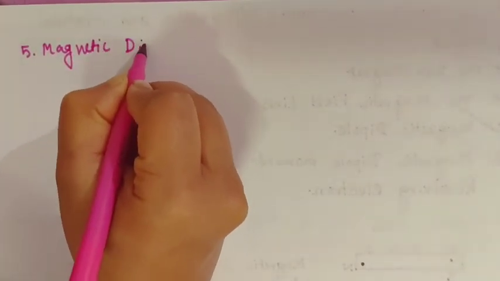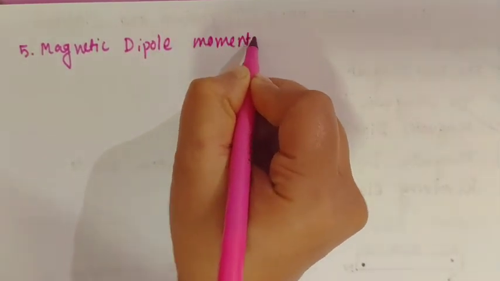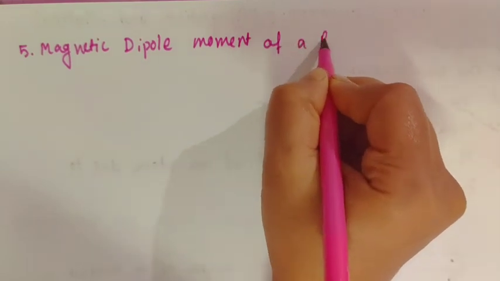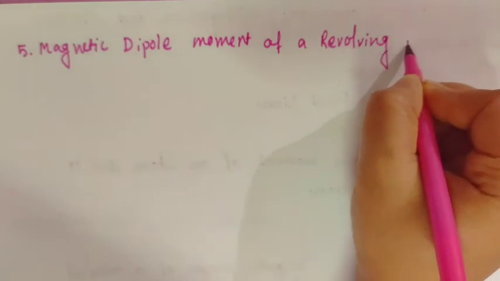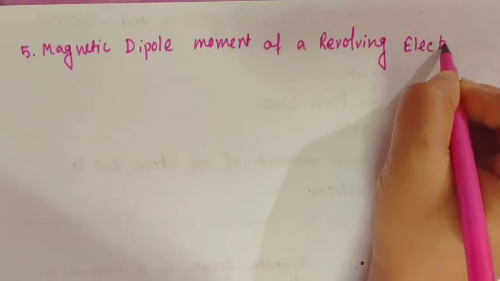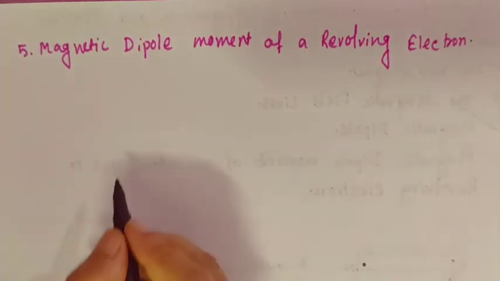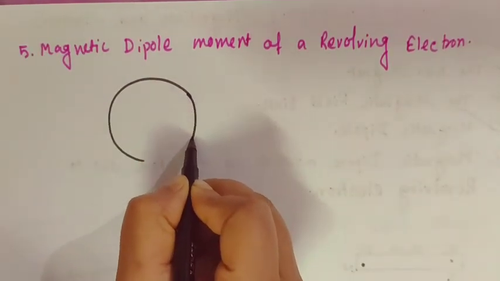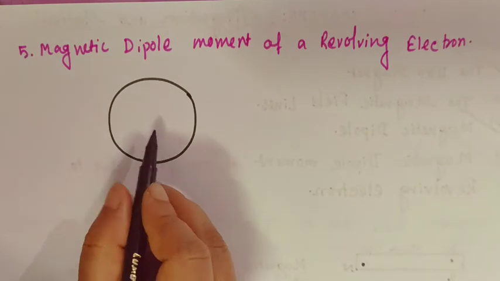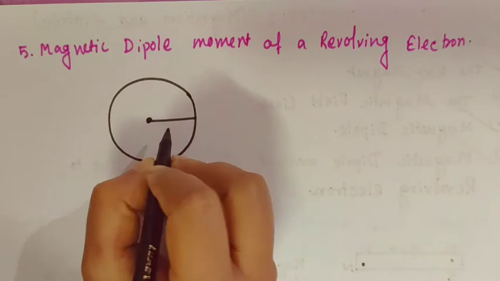Magnetic dipole moment of a revolving electron. Okay, so to understand this problem we have to draw one diagram. Suppose we have one circular path through which an electron will move.